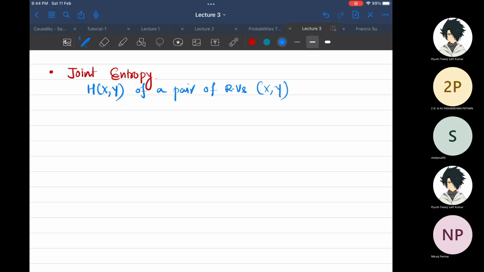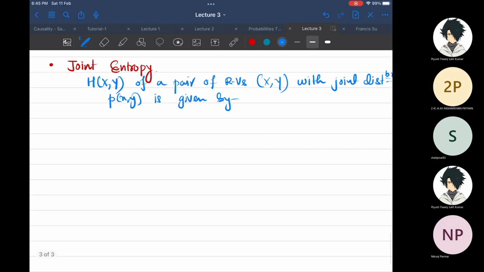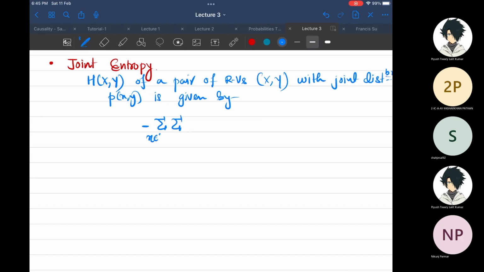Since they are a pair of random variables with joint distribution p of x comma y, the joint entropy is given by this formula. It is very similar to that of entropy, but for the sake of completeness I am writing it. There are two summations because there are two random variables, one over x and another over y. And instead of p of x you have p of x comma y log p of x comma y.